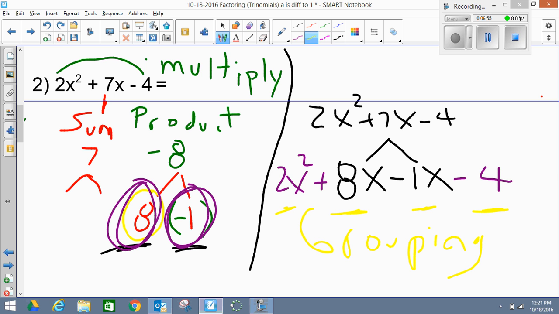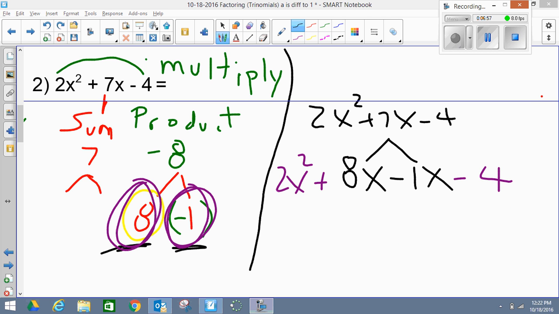Okay, I'm using grouping. So now I have 4 terms. What I want to do next is make groups of 2. I want to make 2 groups of 2. So first and second term together, third and fourth term together. Make sure that this sign is on the inside of that parenthesis. Make sure that sign is inside the parenthesis.